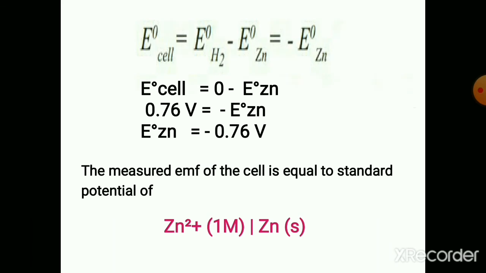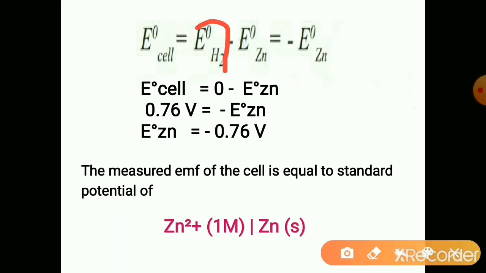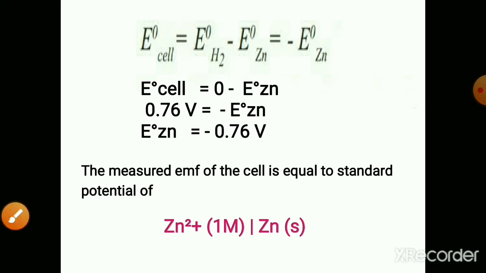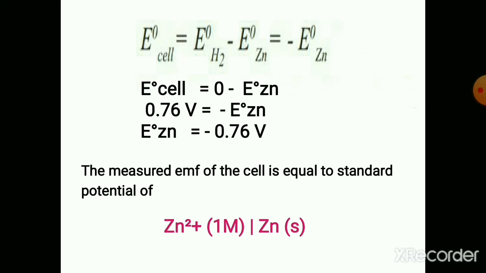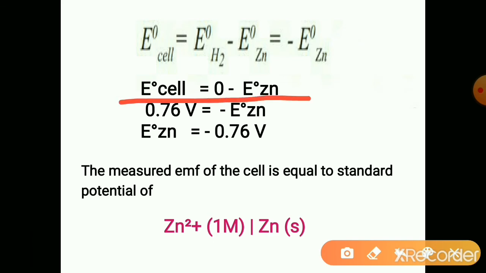So we will put here standard hydrogen electrode is right and zinc is left. So right minus left, E naught of right minus E naught of left, we have put here, and we know that E naught of hydrogen is 0, E naught of SHE is 0. So here we get the value minus E naught. So E naught of cell is nothing but minus E naught of zinc. E naught of cell is 0 minus E naught of zinc.